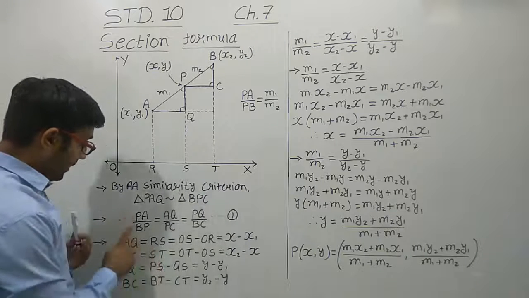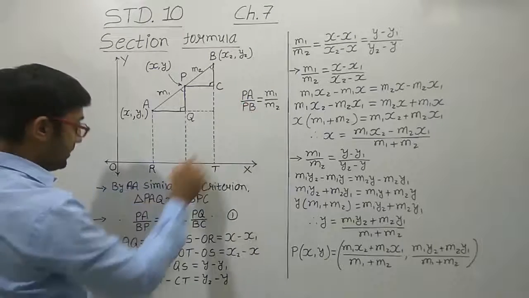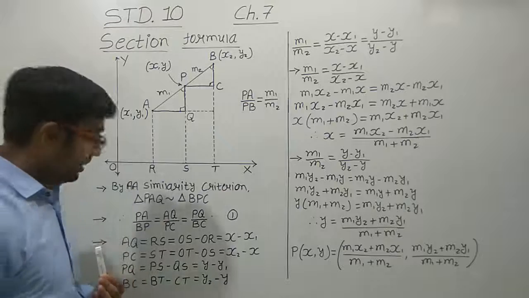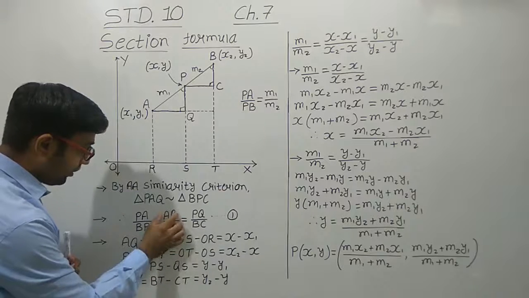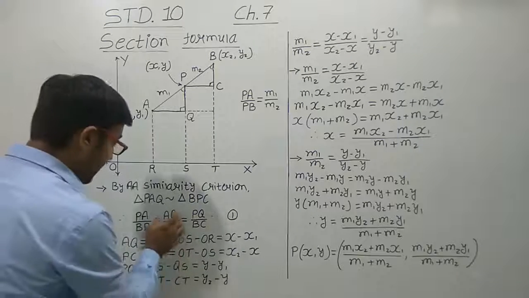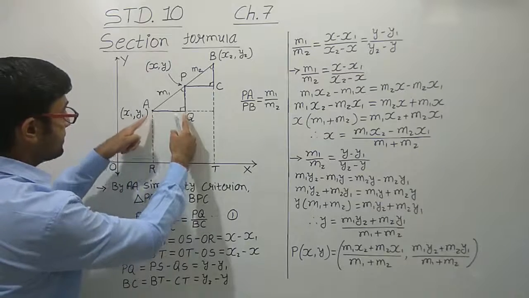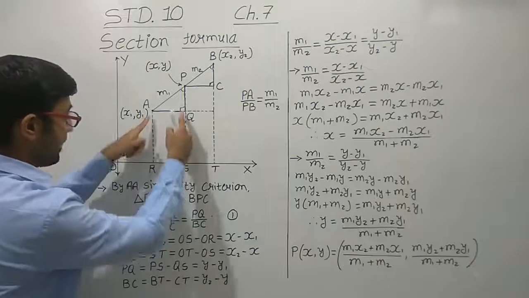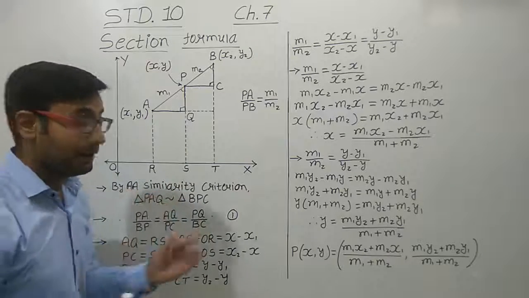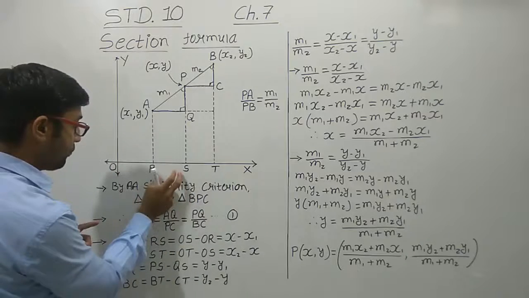So now PA and PB, that we have the value here. PA is M1 and this ratio we have, and PB is M2. Now we have to find out the AQ, PC, PQ and BC. So let us find out the value of AQ. Now see, what is AQ? AQ and RS are equal because ARSQ is a rectangle. So AQ and RS are equal length. So we have to find out RS.